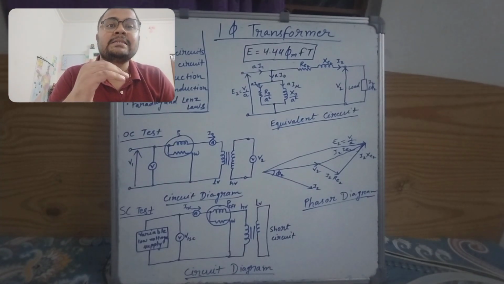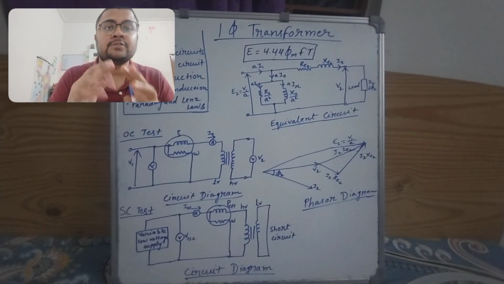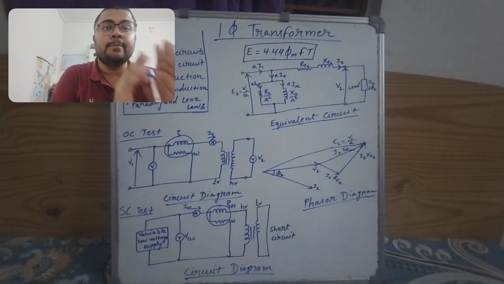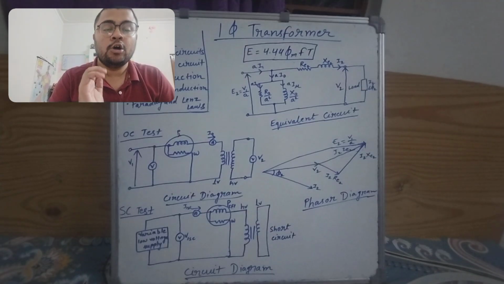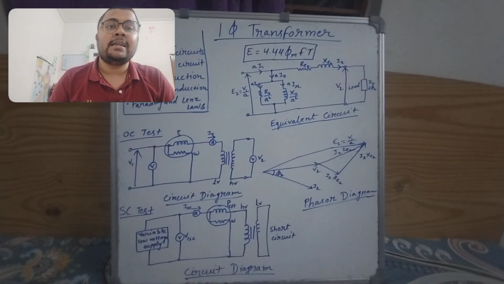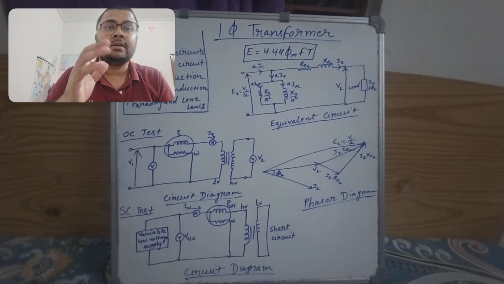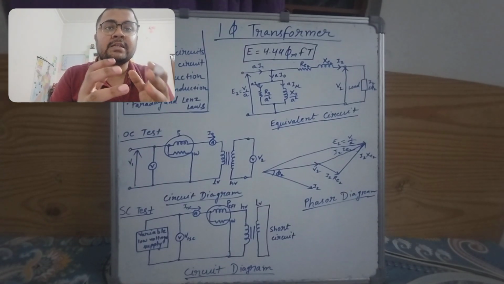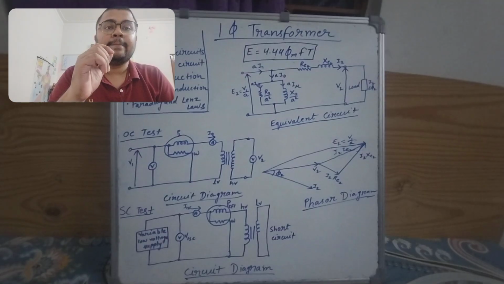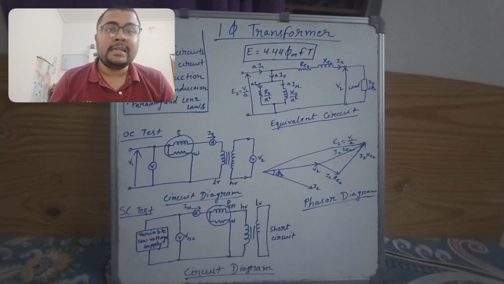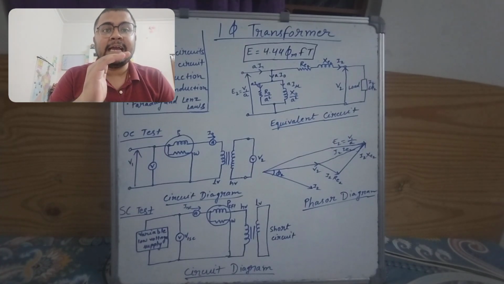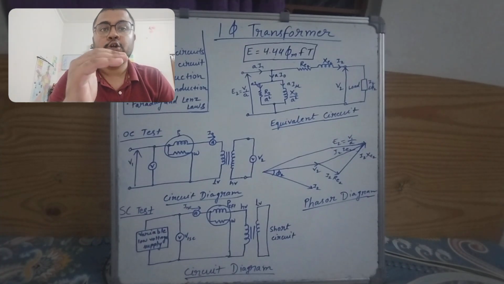Now what happens inside the transformer? First, we need to know about self induction and mutual induction, and we also need to know about Faraday's law and Lenz's law. Faraday's law states that when there is a change in flux linkage in the coil, then an EMF is induced. This is Faraday's first law of electromagnetic induction. The second law states that the EMF induced is directly proportional to the rate of change of flux.